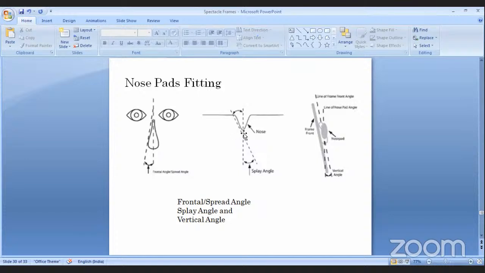The shape of the nasal flank determines the splay angle of the nose pads. In Chinese faces, where there is a low nose bridge, the splay angle will be larger, and in European faces, where we have a very sharp-featured nose, the splay angle will be smaller. For vertical angles, you can see here, the top portion of the nose pad should be a little away from the front rim, and the bottom portion of the nose pad should be a little closer to the frame front.